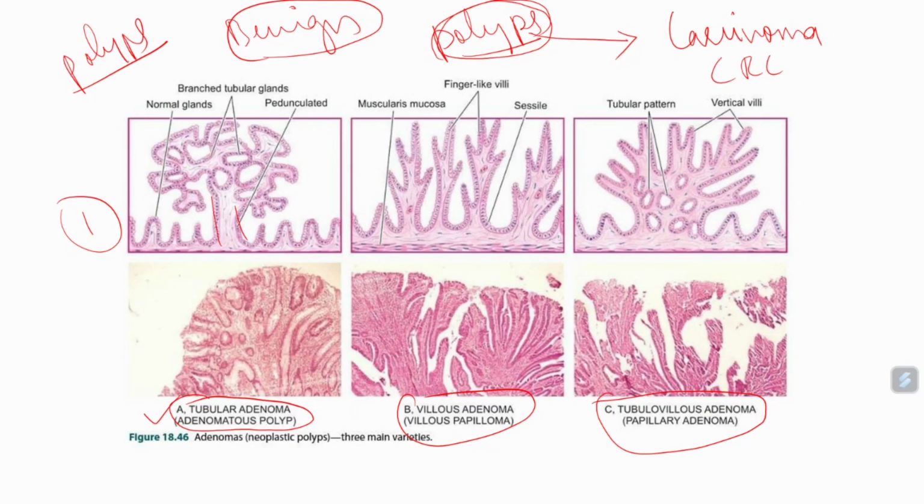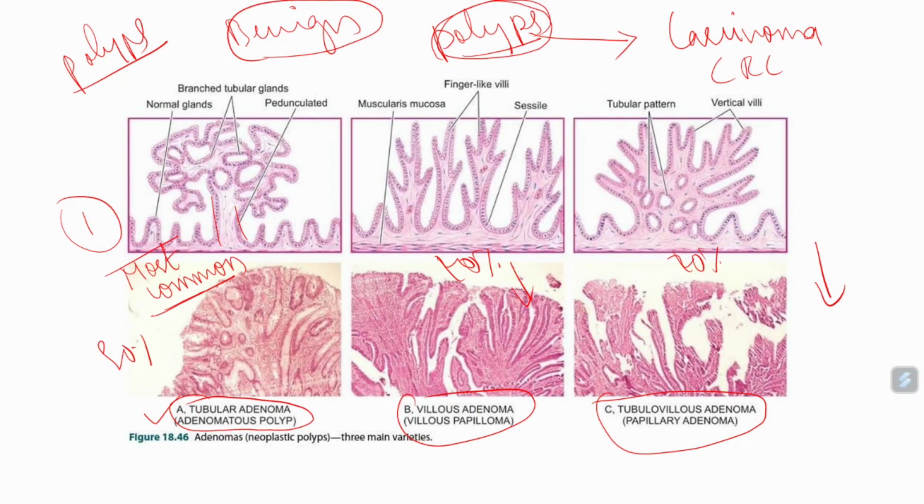Now the tubular adenomas are the most common type of polyps. Tubular adenomas or tubular polyps are very, very common. And the villous type and tubulovillous type are less common. If tubular are 80%, 10% will be villous adenoma, and the remaining 10% will be tubulovillous adenoma. The most common type of polyps that can be seen in the GI tract are tubular adenomas.